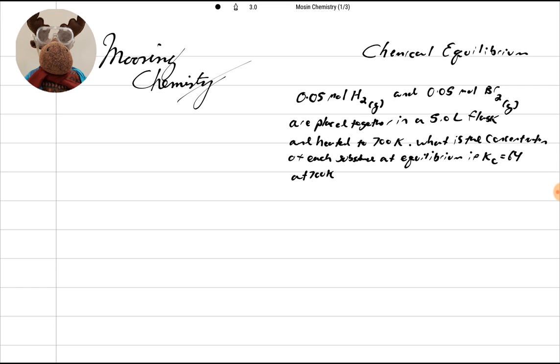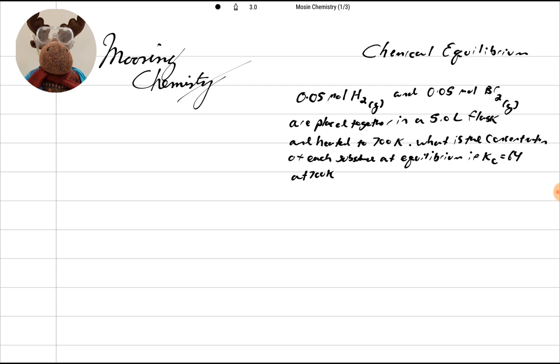This is a chemical equilibrium problem again. In this case, we have 0.05 moles of H2 gas and 0.05 moles of bromine gas placed together in a 5-liter flask heated to 700 K. What is the concentration of each substance at equilibrium if Kc is equal to 64 at 700 degrees? Not 700 Kelvin, sorry about that.